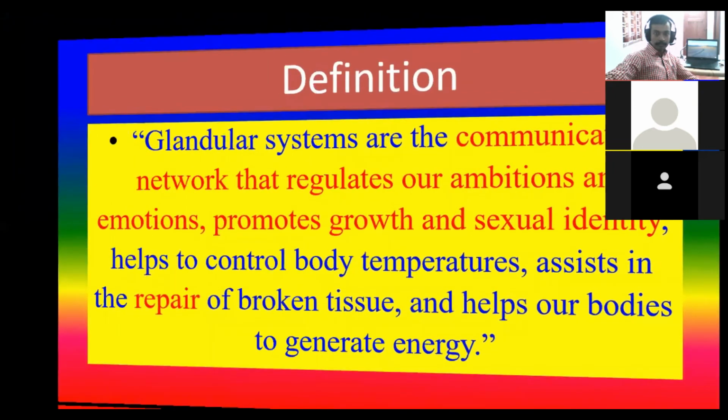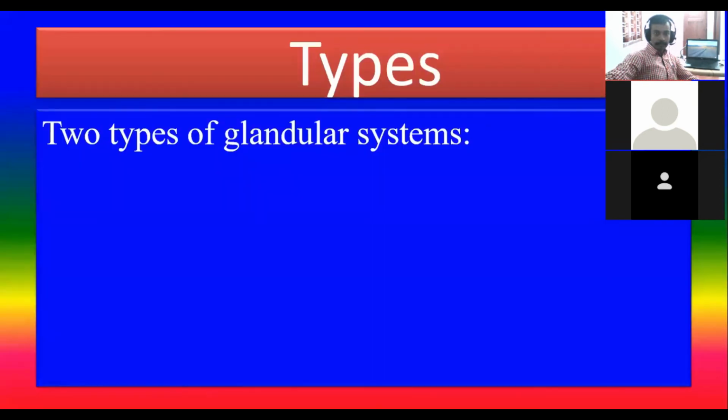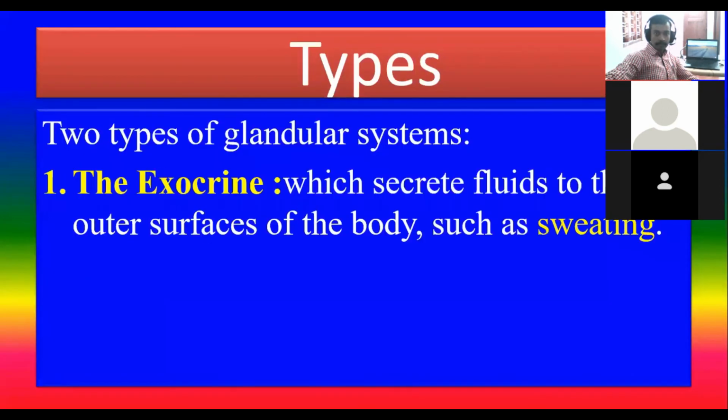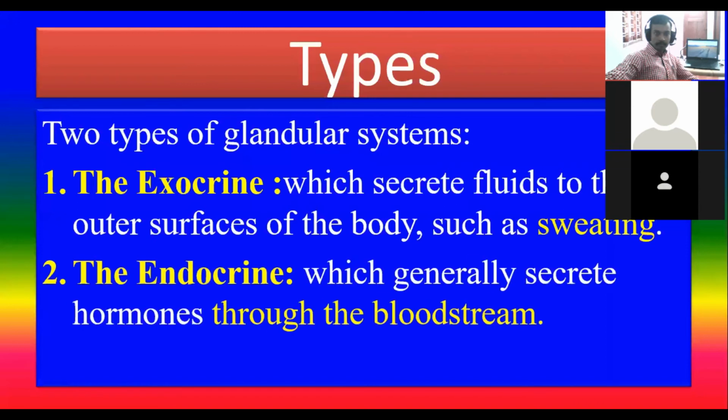Types. Two types of glandular system or glands: exocrine and endocrine. Exo means outside, endo means inside. Example for exocrine gland: sweat glands. Example for endocrine glands: pituitary.